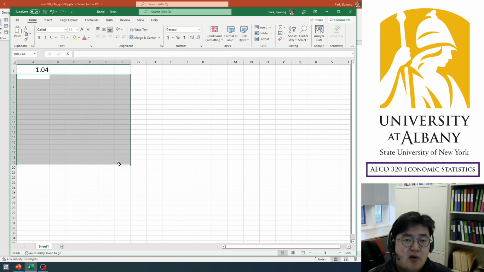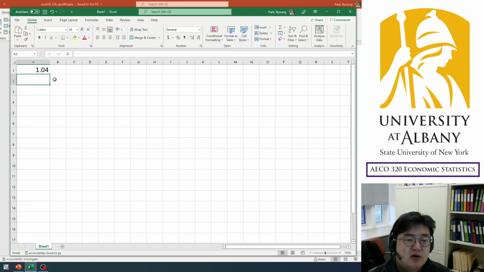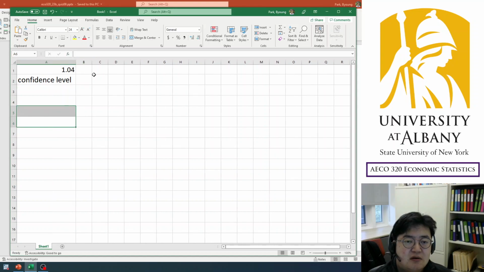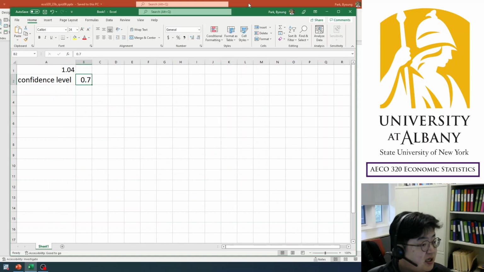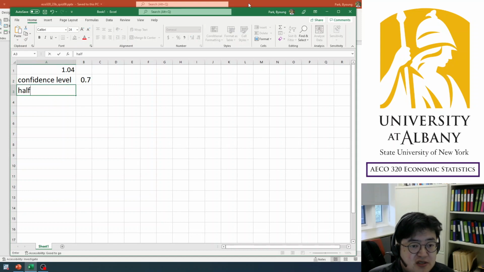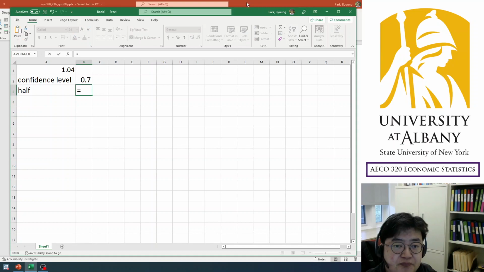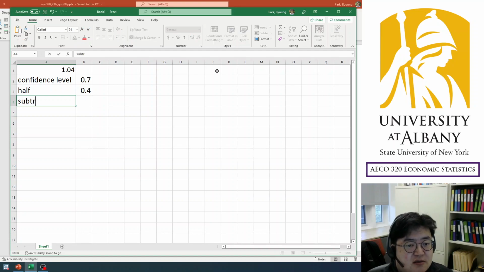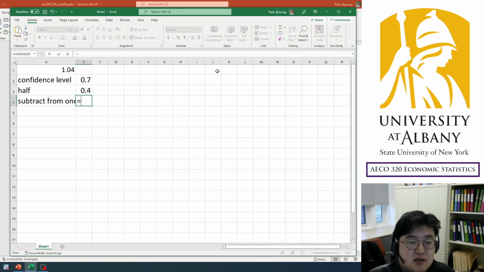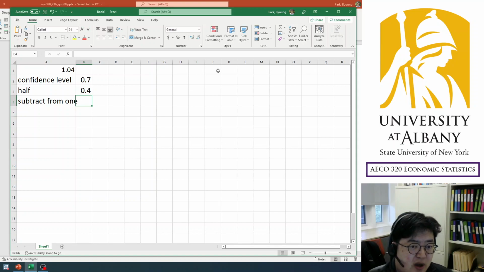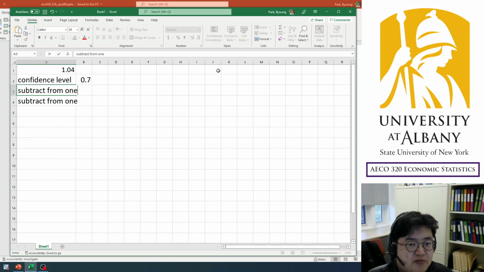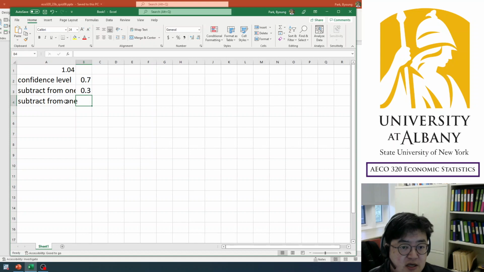Then I also recommend that you automate what you are doing. For example, if your confidence level is, say, 70%, if you put 70% here, then what you can do is first subtract it from 1, and take half.